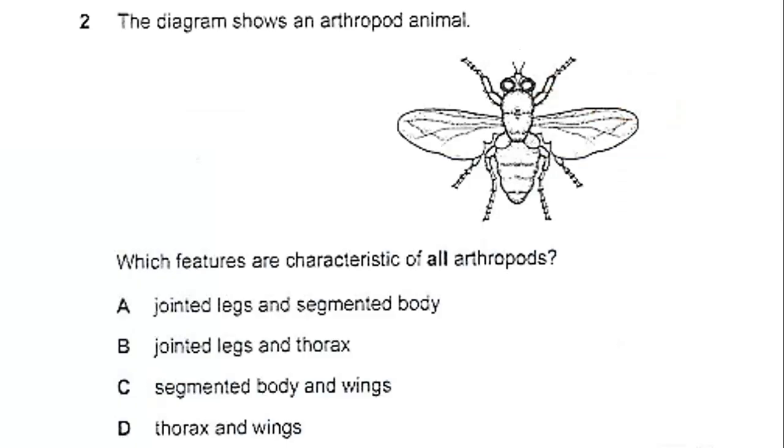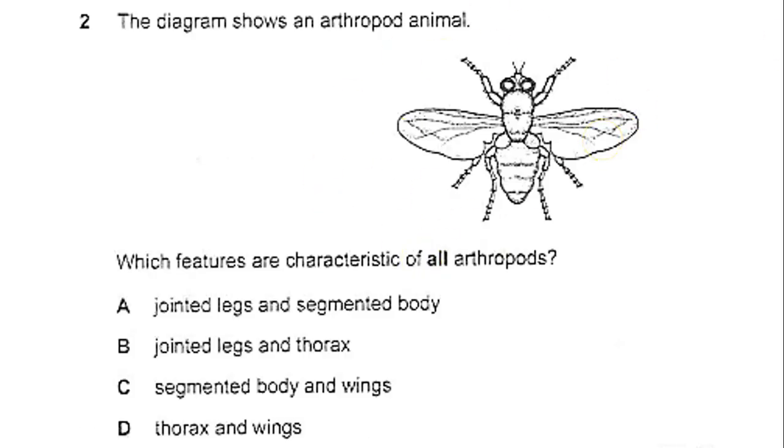Now let's answer some questions. Here, this diagram shows an arthropod animal. Which features are characteristic of all arthropods? Watch out, because this question is a little bit misleading. Why? Because the picture here shows an insect, but he's asking about all arthropods. So please read the question carefully. Do not depend only on looking at the pictures.